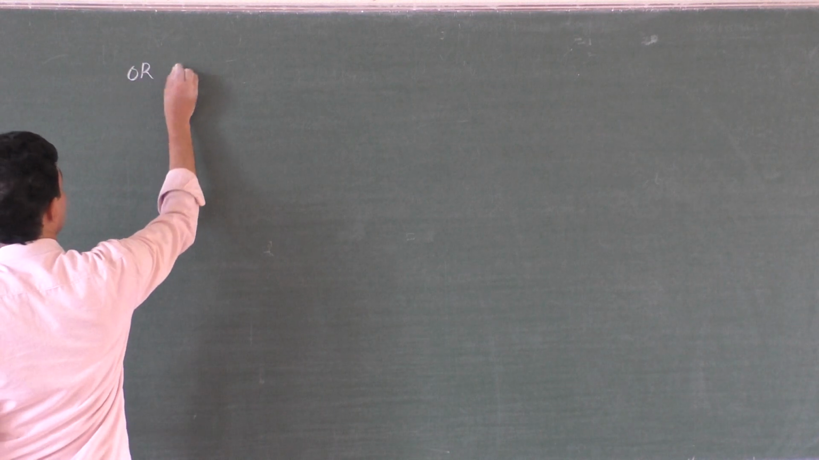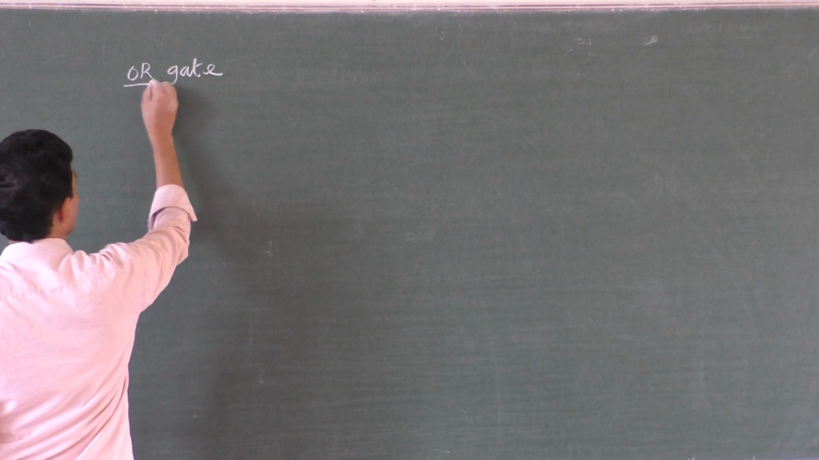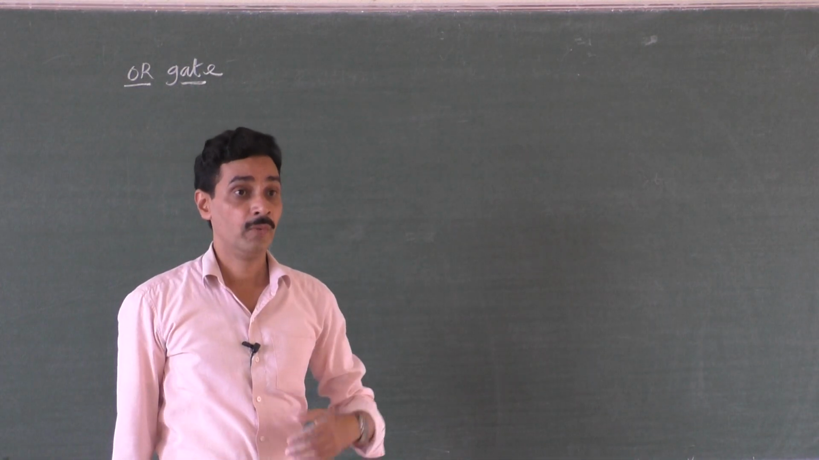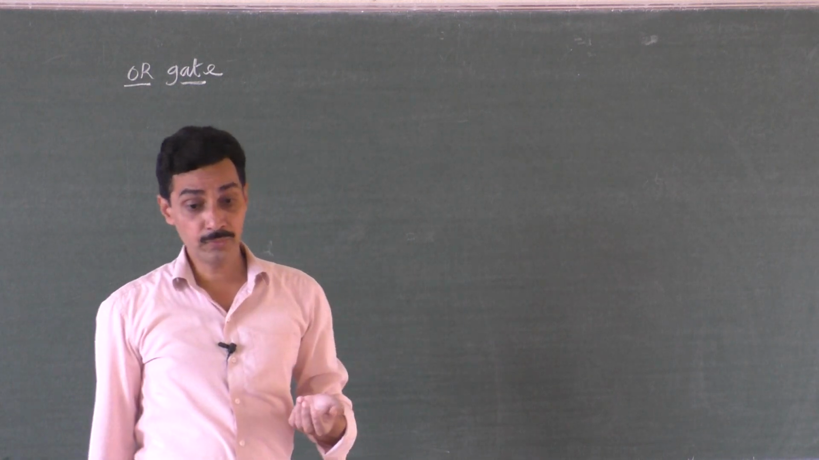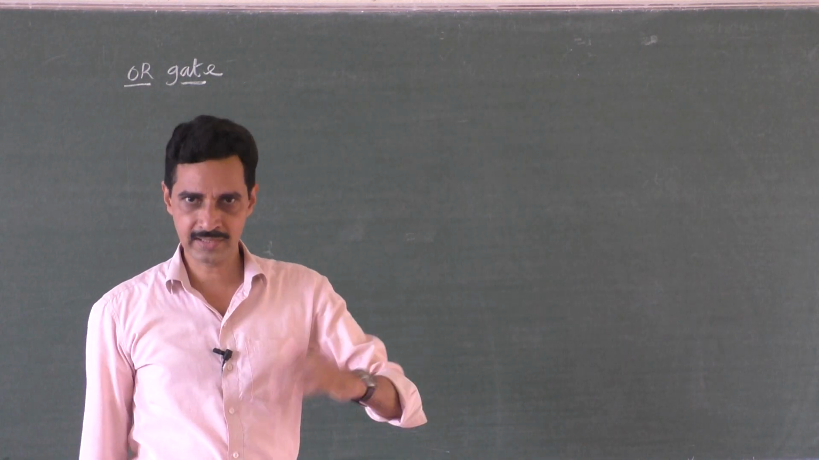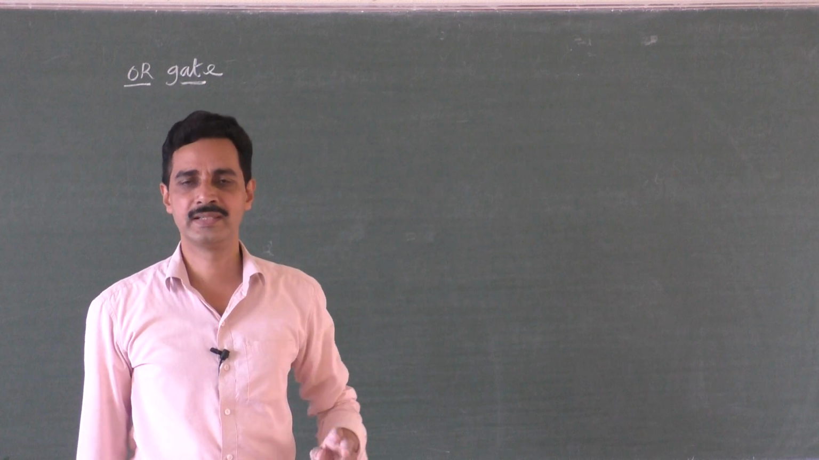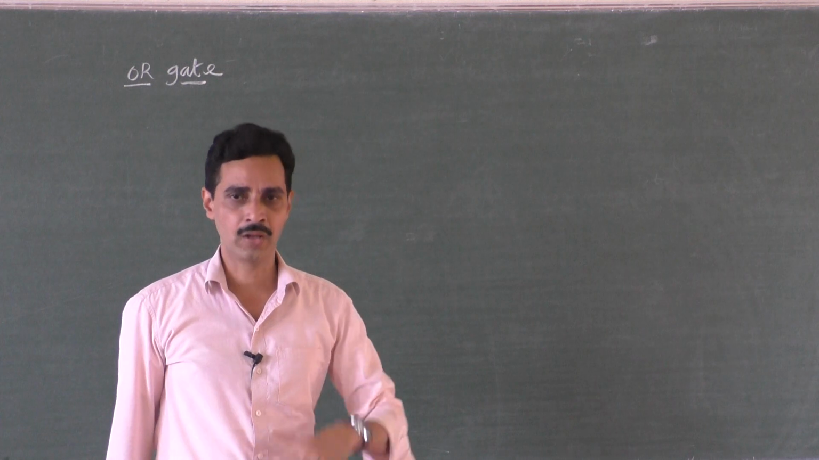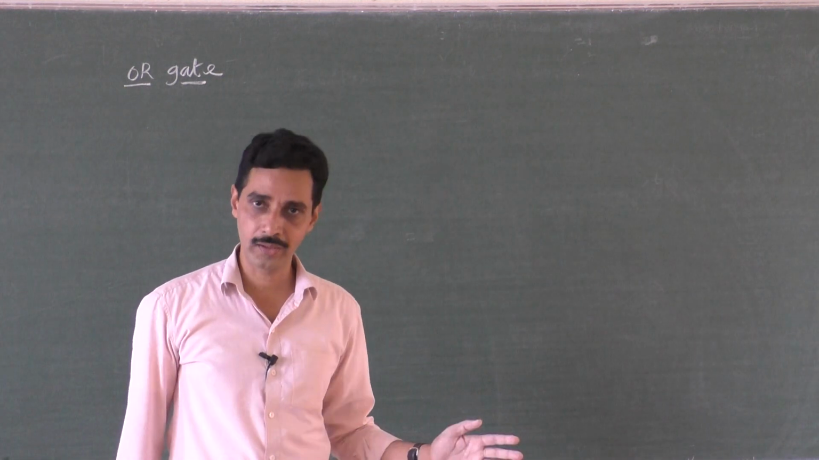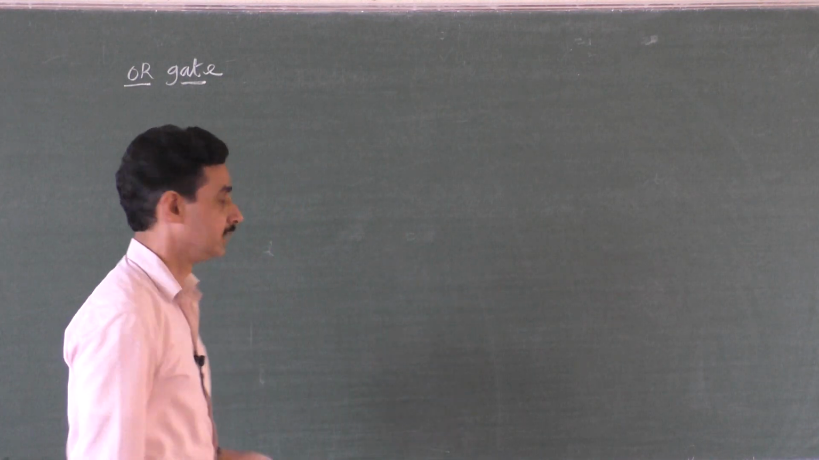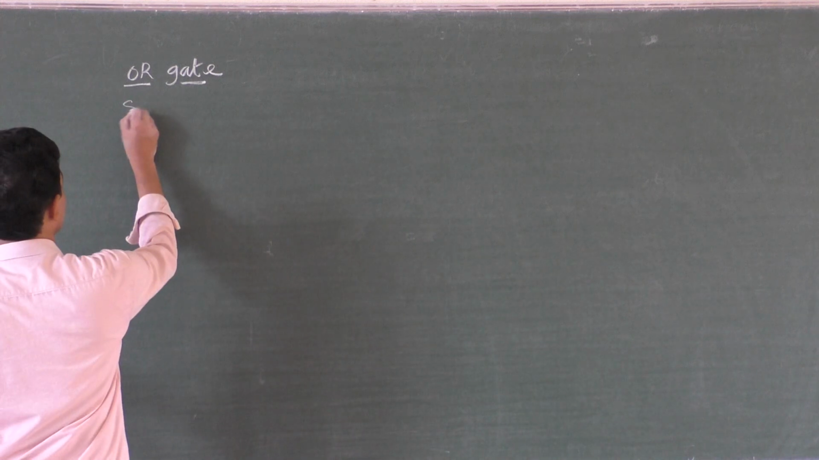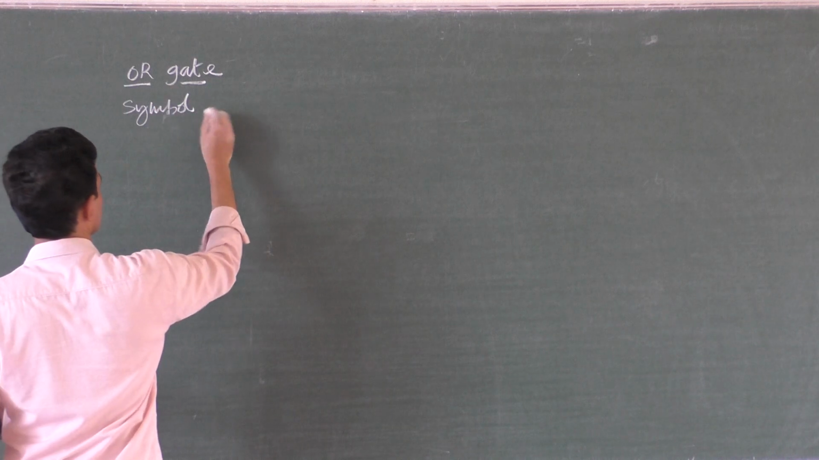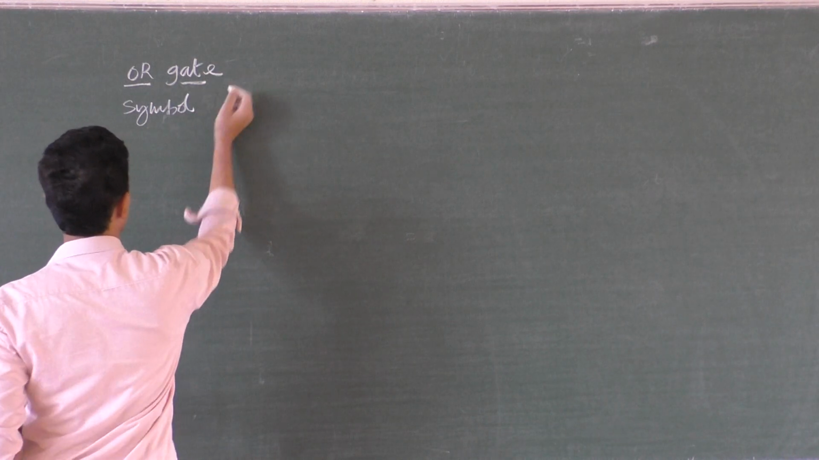OR gate. An OR gate is a digital logic circuit which is found inside computers and calculators, and which performs the OR operation. What do you mean by OR operation? If any one of the inputs is 1, that is high voltage, definitely you will get the high voltage at the output. If any one input is 1, output is 1. Either A or B or C or D or all are 1, output is 1. So the symbol for the OR operation is Y is equal to, the symbol is like this.